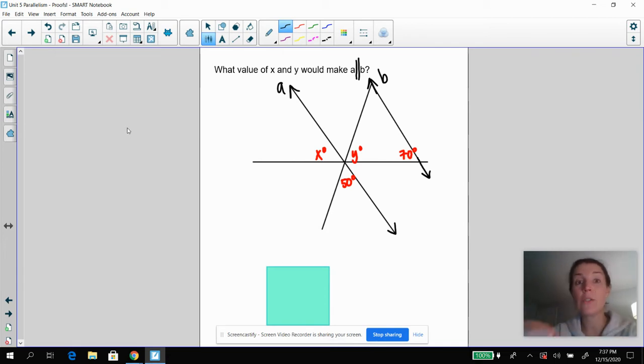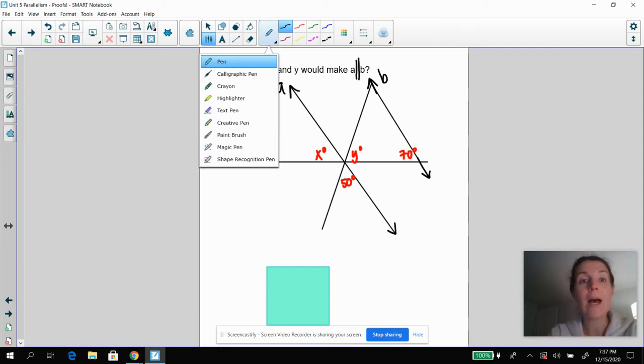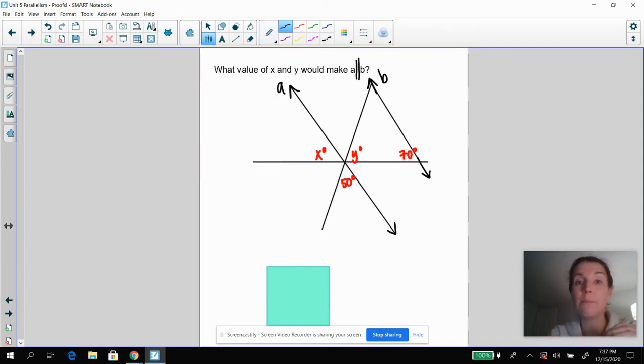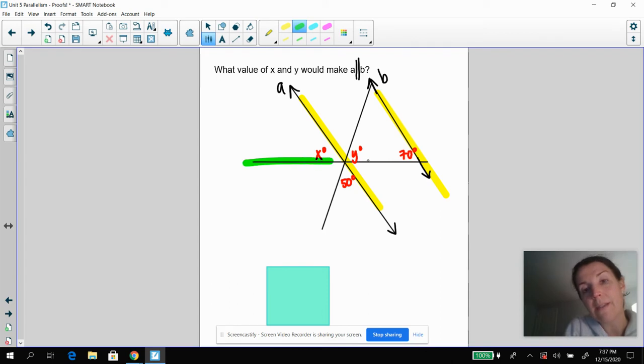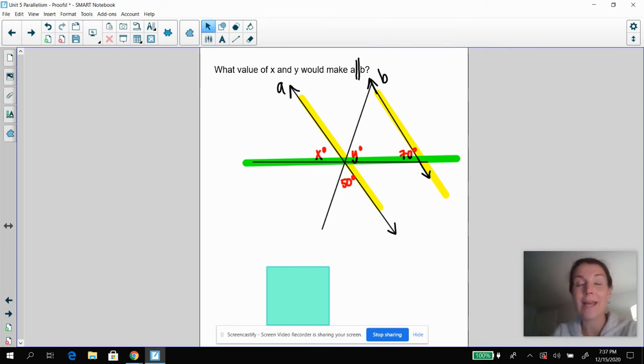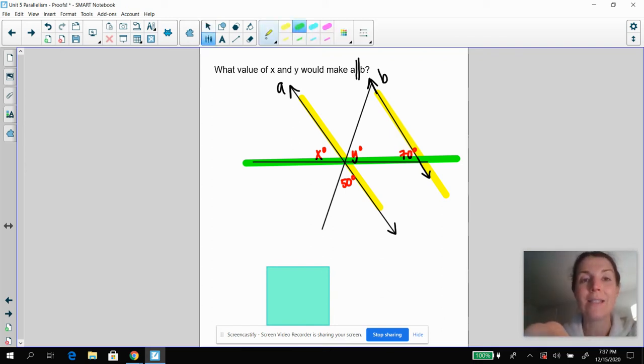All right, we're back. So we are trying to make A and B, those two lines, parallel to each other. So I know that I want this one and this one to be parallel. So let's see if this is going to be our transversal. And in that situation, it winds up being our transversal. We're good. And so I know that X has to be 70 degrees because they're corresponding angles. They are in the exact same spot.